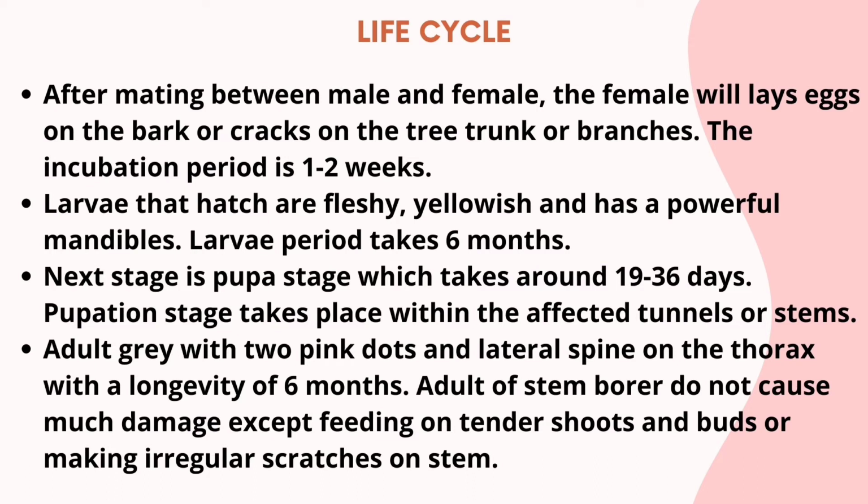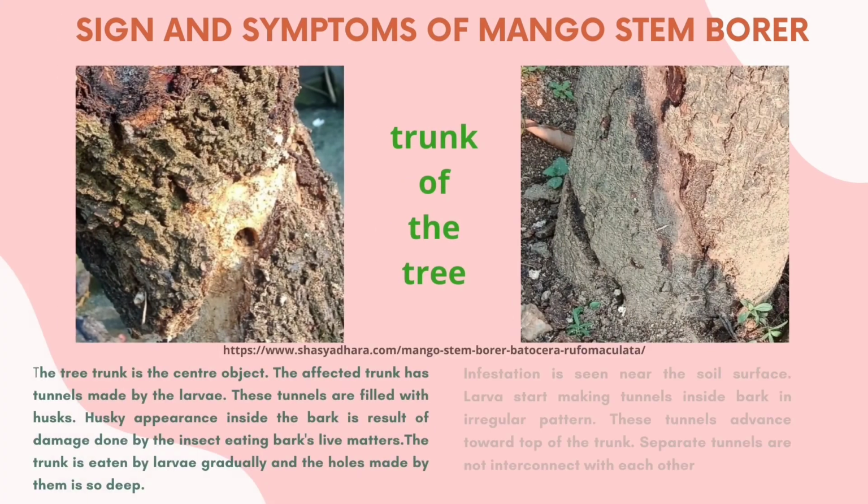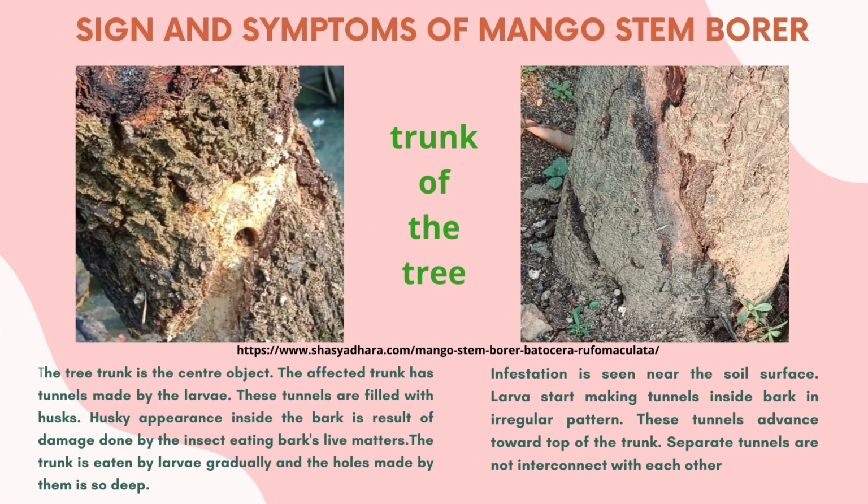The adult has a lifespan of 6 months. Adult stem borers do not cause much damage, except feeding on the tender shoots or bark, and making irregular scratches on the stem. This is the first symptom that we can see at the trunk of the tree. From the picture, we can see that the affected trunk has tunnels made by the larva. These tunnels are filled with husk. The husky appearance inside the bark is the result of damage done by the insect eating the bark's living matter. The trunk is eaten by the larva gradually, and the holes made by them are so deep.